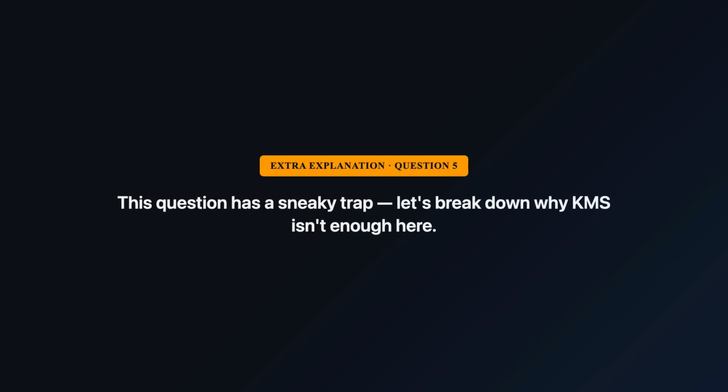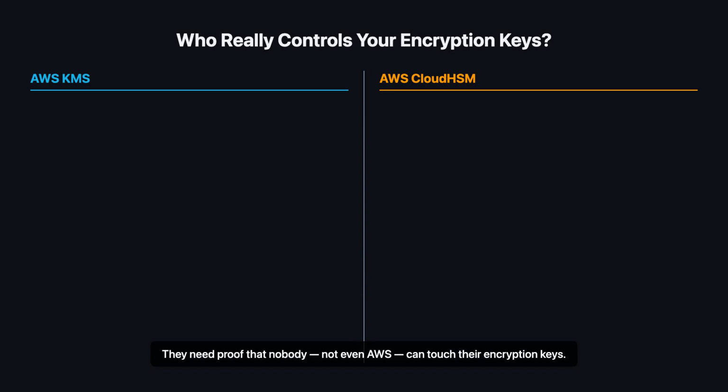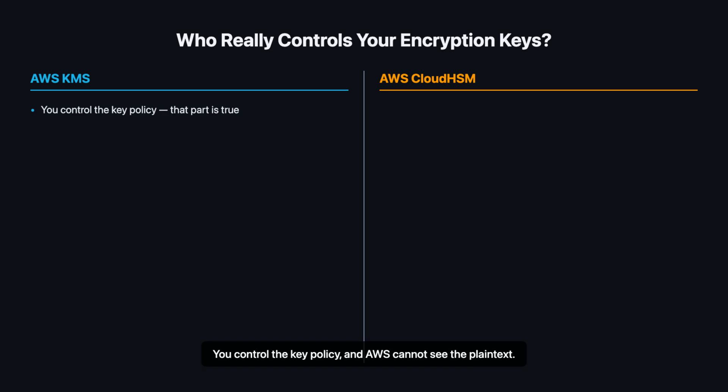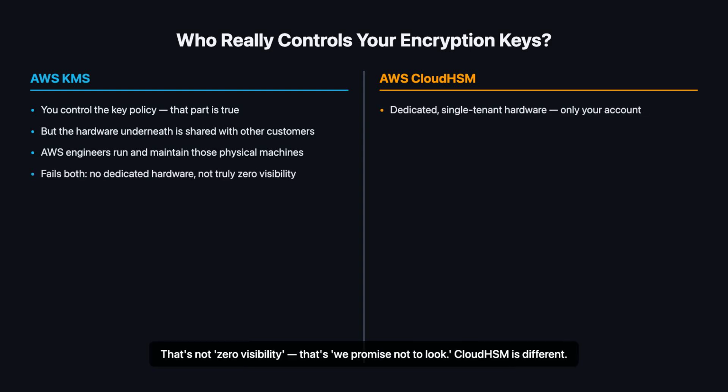This question has a sneaky trap. Let's break down why KMS isn't enough here. Imagine a pharmaceutical company with FDA regulators scrutinizing their data security. They need proof that nobody, not even AWS, can touch their encryption keys. AWS Key Management Service, or KMS, sounds right at first. You control the key policy, and AWS cannot see the plaintext, but the hardware underneath KMS is shared. AWS operates and maintains those machines. That's not zero visibility, that's we promise not to look.